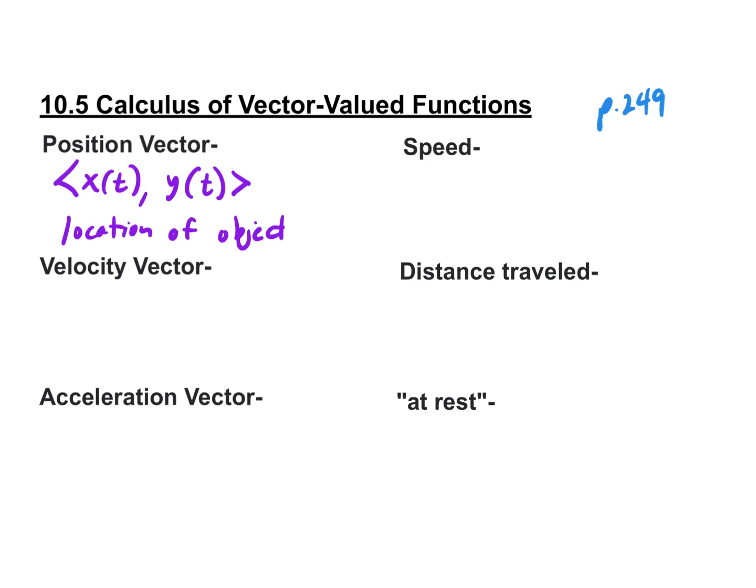Okay, the velocity vector. The velocity vector is just the derivative of x of t and y of t, again, in component form. Okay.